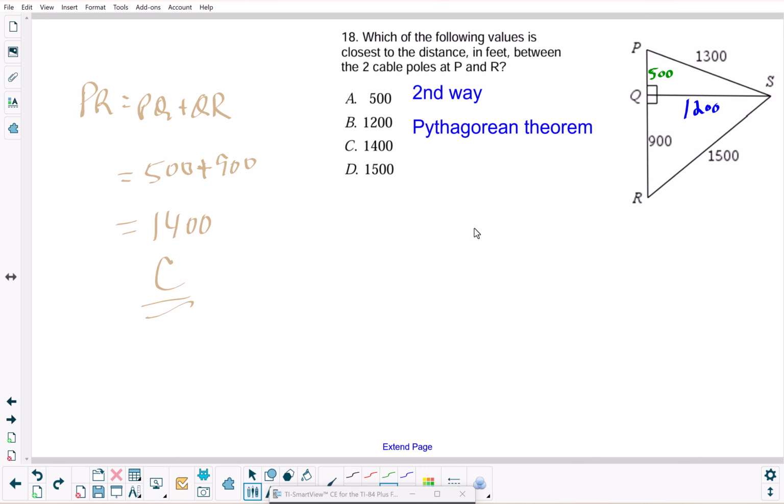So knowing Pythagorean triples and their multiples is a huge, huge advantage.